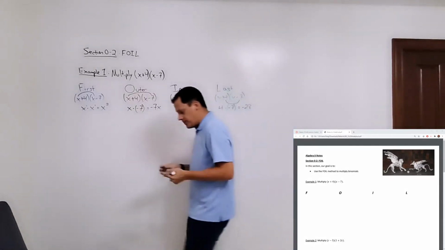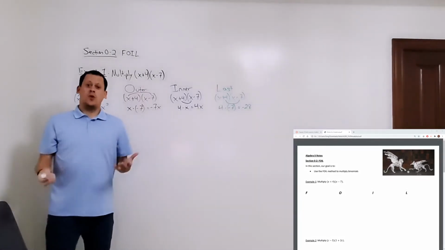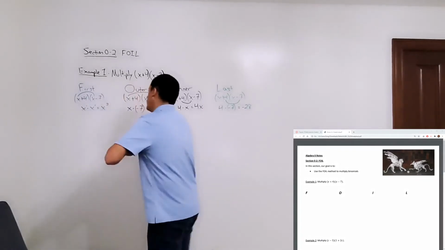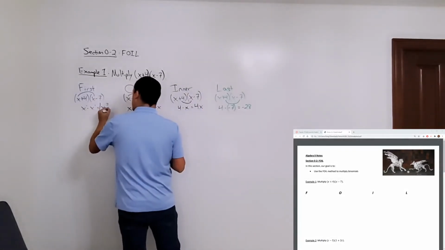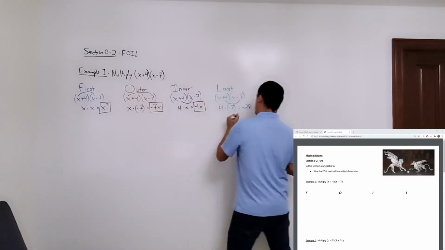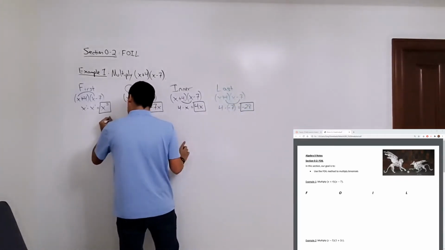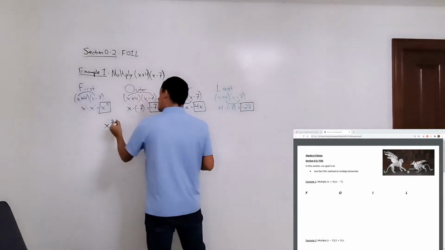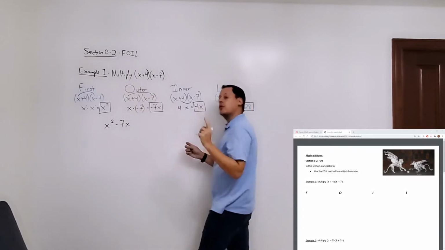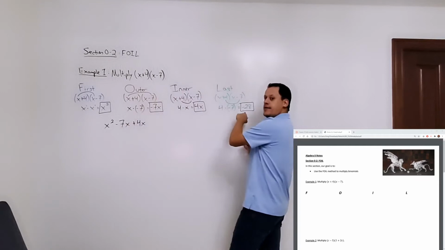So we've done all 4 steps. Each step gave us part of the answer of what we're going to get. We just need to put these 4 things together. So we're going to take all 4 of these and put them together. So we've got x squared minus 7x. This is a positive 4x, so we'll put plus 4x minus 28.